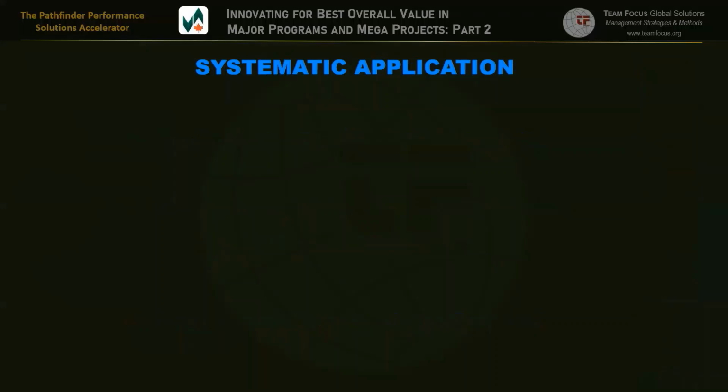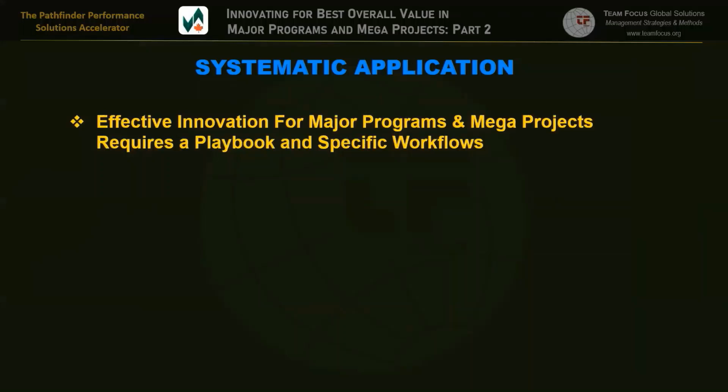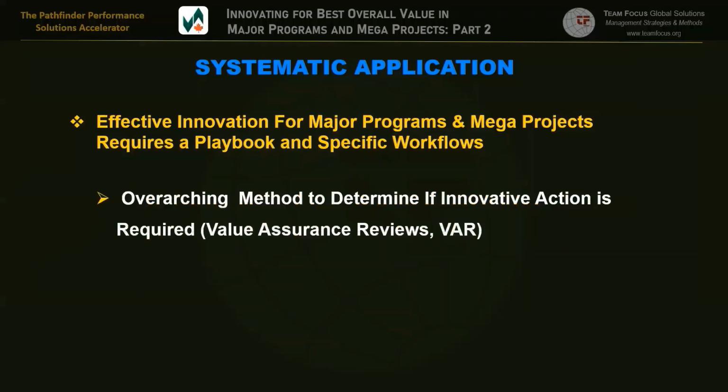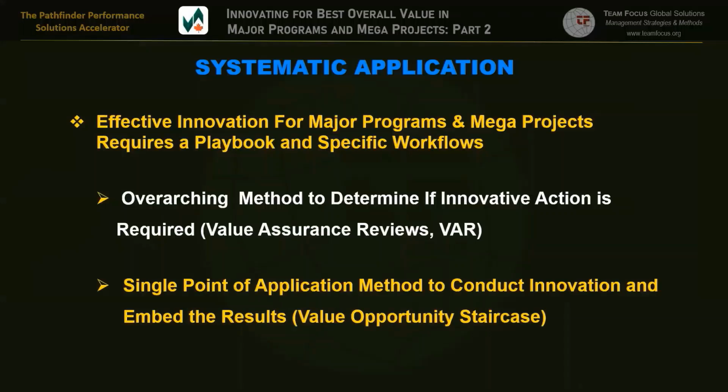Success in this field requires systematic application of techniques. Effective innovation for major programs and mega projects requires a playbook and specific workflows. One method to determine what should be innovated for and when is through the use of an overarching system of diagnostic value assurance reviews or health checks. If further action is required, we move on to conduct analysis, innovation, testing, and embedding of the results through a single point of application, performance, and resource opportunity review using a value opportunity staircase.